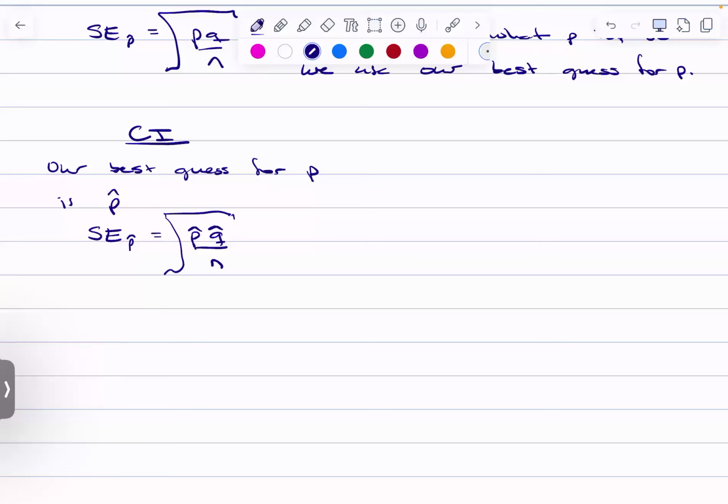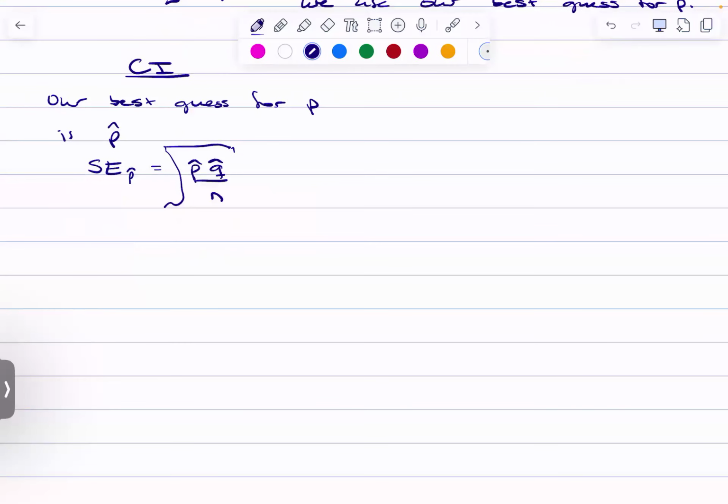A confidence interval, remember, we build our confidence interval around our best guess for the parameter that we're interested in. Any confidence interval is going to have a point estimate plus minus, I'll use Z star for now. It's going to be replaced by a critical value, right? But we've seen this Z star before.